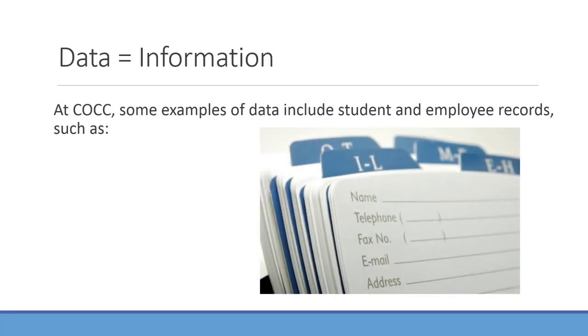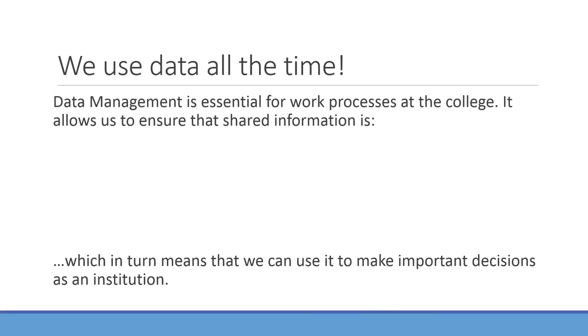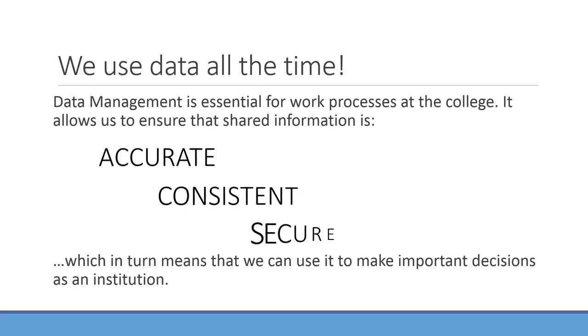Data is information in many incarnations. Some of the kinds of data that the college works with often are student and employee records, like your registration and enrollment information, grades, addresses, legal names, payroll and tax documents, your emergency contact info, and lots more. You might not have realized how often you interact with data while you work, and that's why data management is so important. It means that the information we work with is accurate, consistent, and secure.